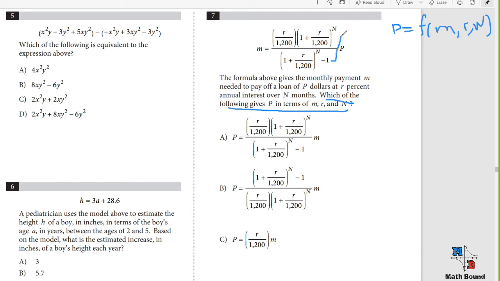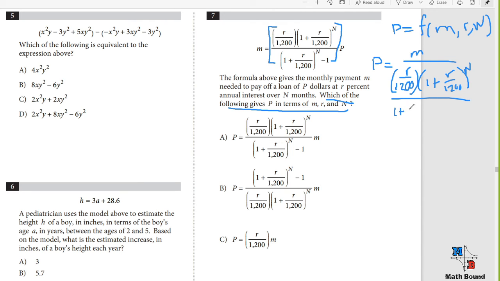Great. Notice, P is being multiplied by everything inside of these blue brackets. If we're solving for P, we need to undo this multiplication. We do that by dividing both sides by whatever it is that I have inside of these brackets. So I'm going to end up with an equation that reads P equals M divided by everything here. R over 1200 times 1 plus R over 1200 to the n, and then that is being divided by the denominator 1 plus R over 1200, all that to the n minus 1. Great, but we normally do not have a division and then another division.